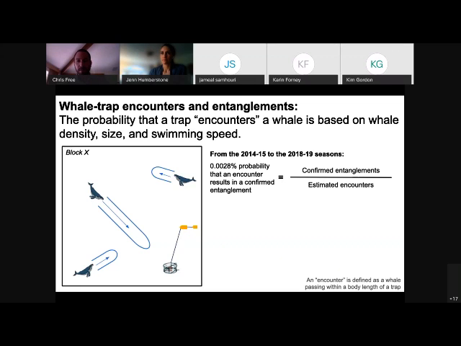And I just want to remind everyone, this number isn't 100% correct, but we're really interested in the relative performance between measures. So it can't say with exact precision the number of entanglements that will result from a management strategy.